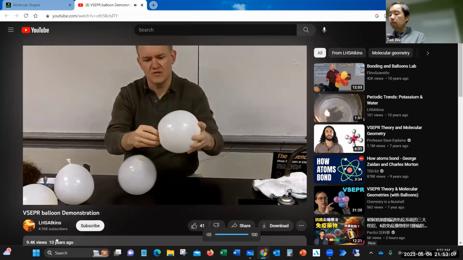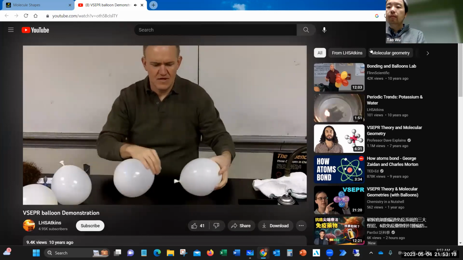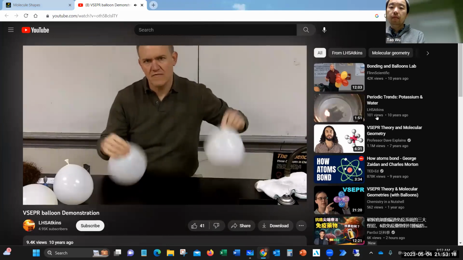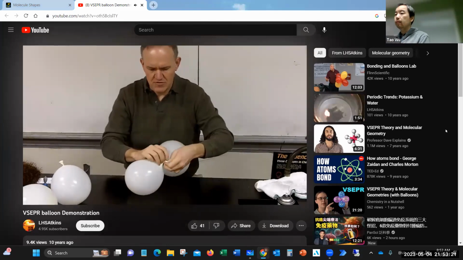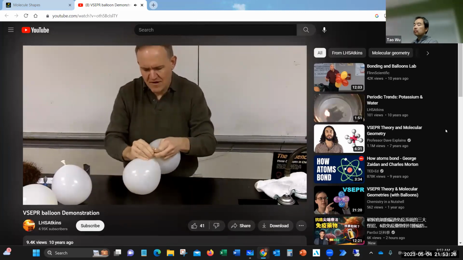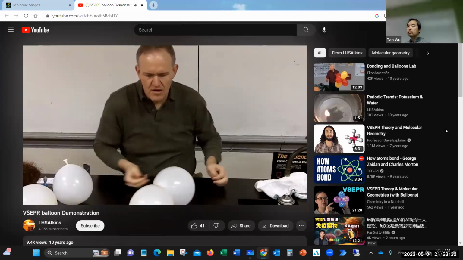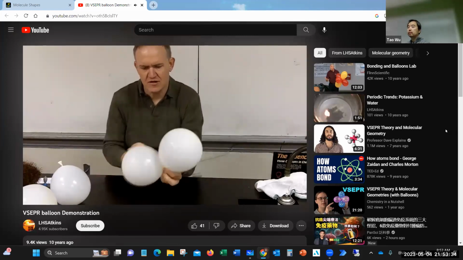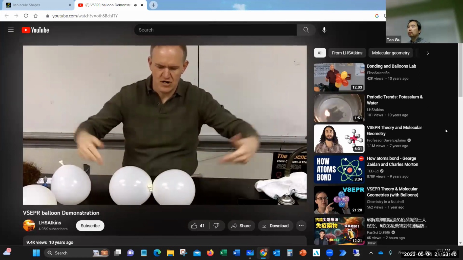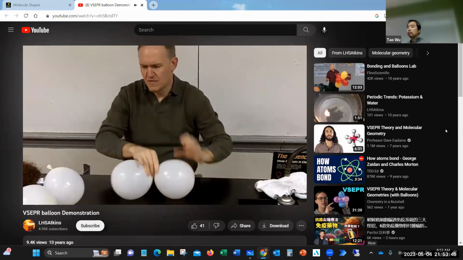As balloons. So we have a theory that tells us that the electron pairs will try to get as far away from each other as possible, and so we can use these balloons to figure out what those shapes would be. Some atoms and molecules have 2 electron pairs around the center atom, and if we tie 2 balloons together and look at what shape they make, we can see that they make a straight line. They're right across from each other, 180-degree bond angle.